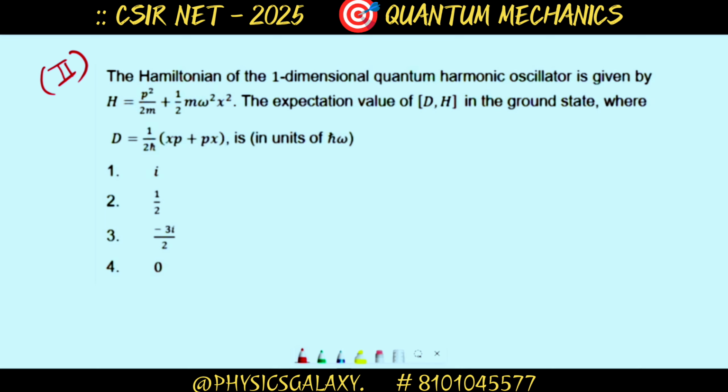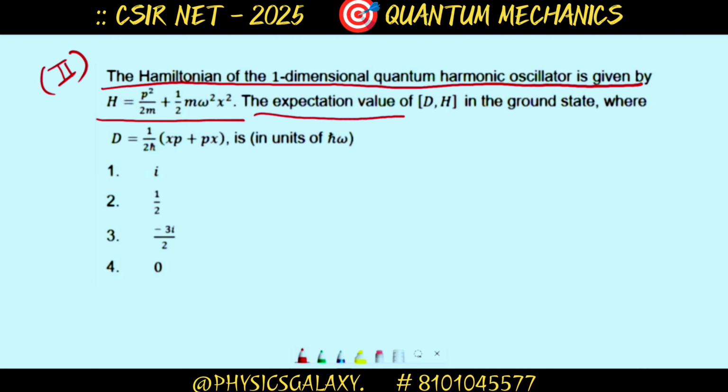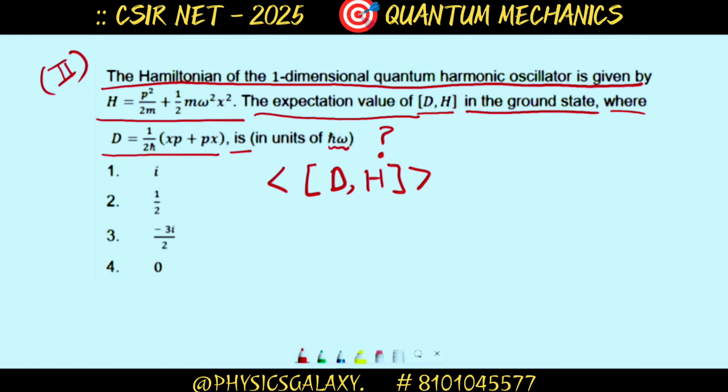Okay, so the first problem is: the Hamiltonian of the one-dimensional quantum harmonic oscillator is given by H equals p squared by 2m plus half m omega squared x squared. The expectation value of the commutator [D, H] in the ground state, where D equals 1 by 2 h cross (xp plus px), is required in units of h cut omega. So we need to find the expectation value of this commutator.